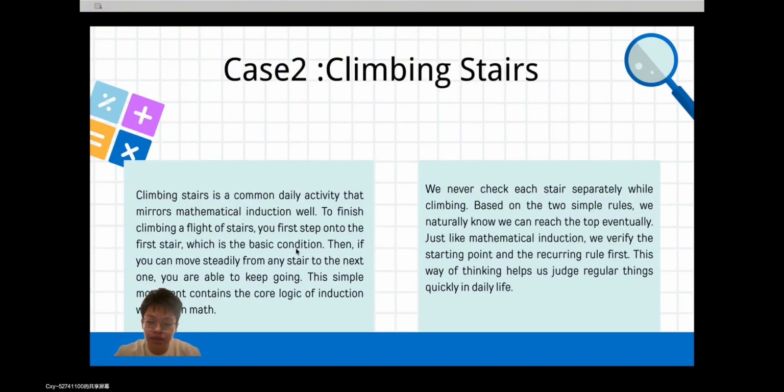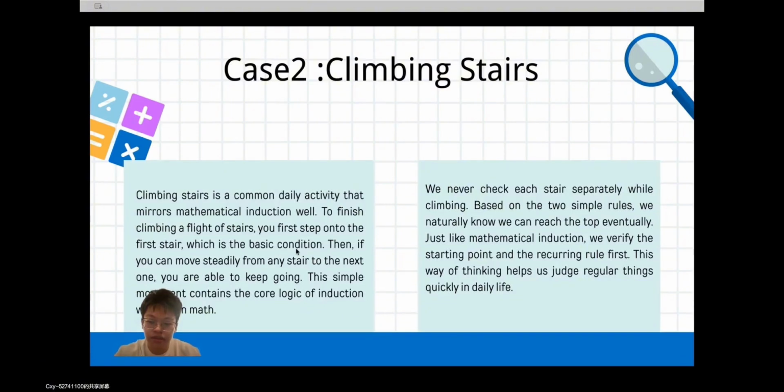Second, climbing stairs. To reach the top, we first step onto the first stair. Then we can move from any stair to the next. We keep going. We don't test each step beforehand. We trust the rule, just like induction.